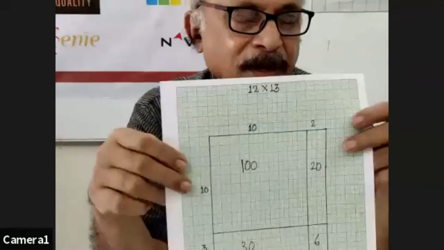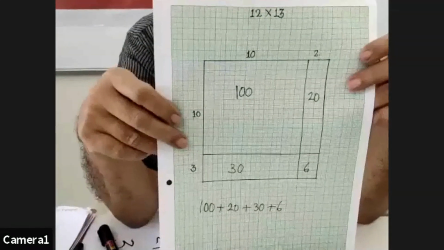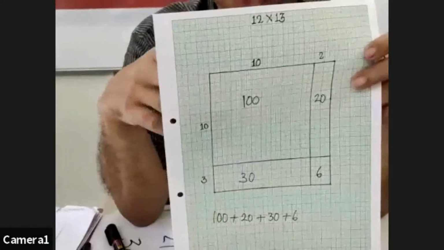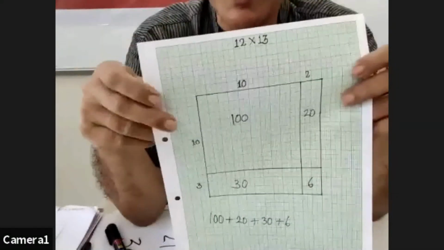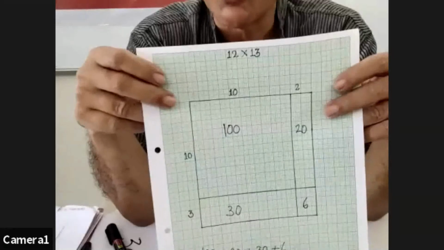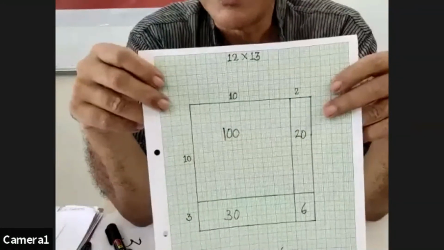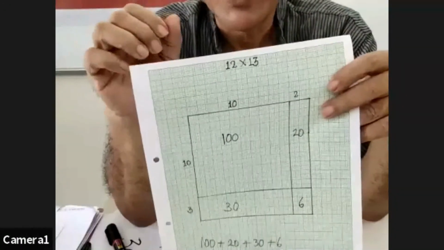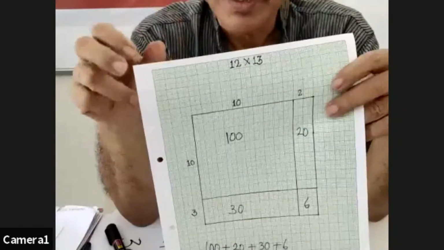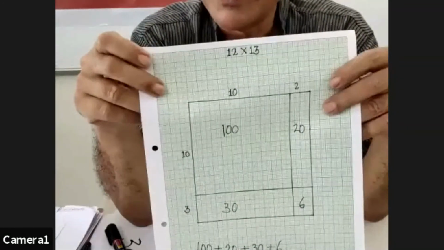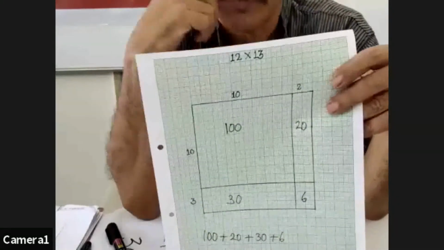So now, take a white piece of paper. You don't have to draw everything accurately because we know how to use white paper now for drawing rectangles. Take a white sheet of paper and again draw your rectangle showing 12 into 13. But this time, don't write 10. Wherever you have 10, write T. And let us see what you write.